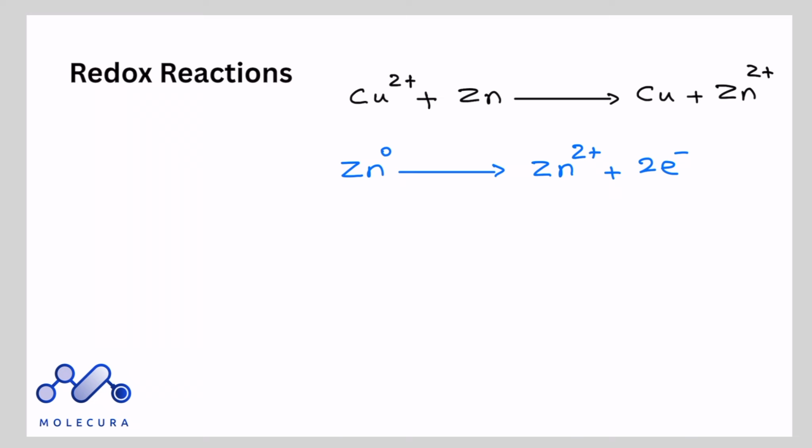And second one, we have our reduction reaction. As you can see, our copper here has a 2 positive charge, and here does not have any charge. It means that it has gained 2 electrons. So we will write it here. Our copper, which has 2 positive charge, has gained 2 electrons and has become copper with no charge. So this is our reduction reaction. Okay, so let's write it here. This is our oxidation, and this is our reduction.